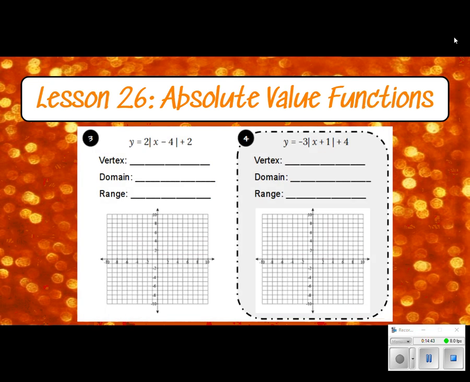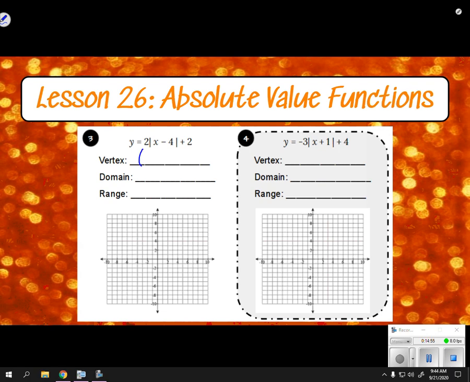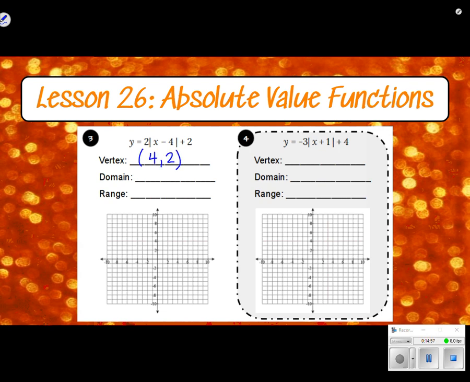All right, let's try number 3. Actually, why don't you try numbers 3 and 4. See if you can graph them. Pause the video now. All right, so my vertex is going to be 4, 2, because I have the opposite of -4, and then I take the +2.